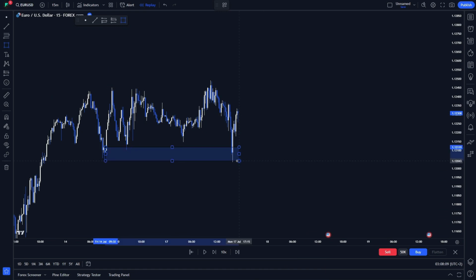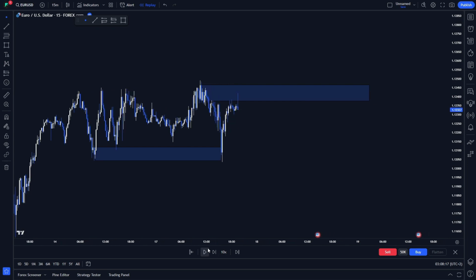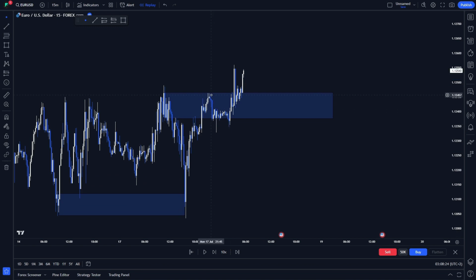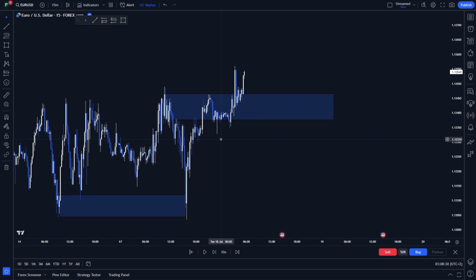So I know that this POI is valid, obviously. This POI is also valid. So I'm just going to wait, right? Just going to see what price does. Price tags POI, right? The tag gives you a nice trade, right? If you enter here, that's not the best. That's like 15 pips. That's not the best trade.